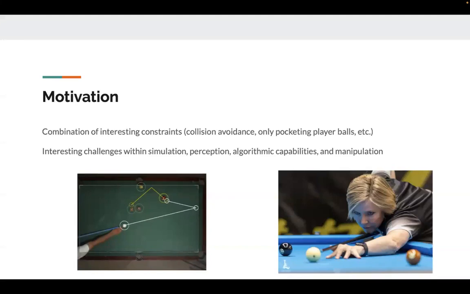If you think of yourself as a human playing pool, there's a lot of things that you need to take into account, like trying to avoid other balls on the table when you're setting up the cue, and trying to avoid hitting the edge of the table. And then there are a lot of challenges with a robotic simulation, including the perception algorithms, the algorithm for the best shot, and of course the actual manipulation to execute the shot that we want to do.